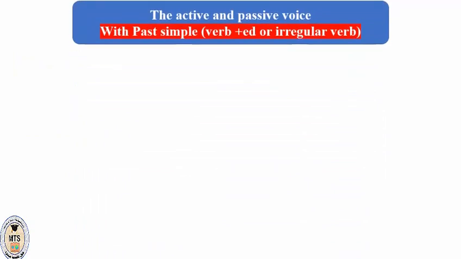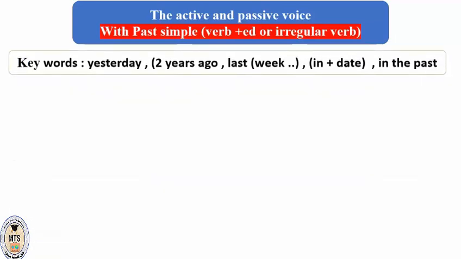The next tense is the past simple. Past simple means the verb plus ed or irregular verb. The key words of the past simple are yesterday, 2 years ago or any period of time plus ago, last plus any period of time, in plus date, in the past.